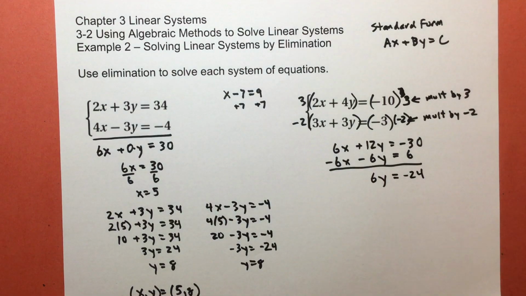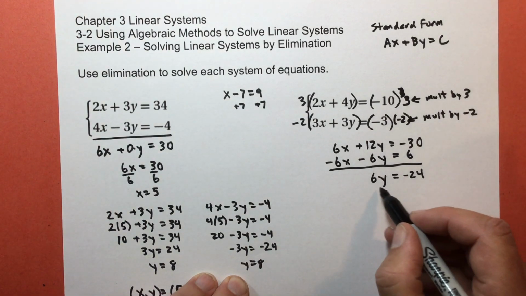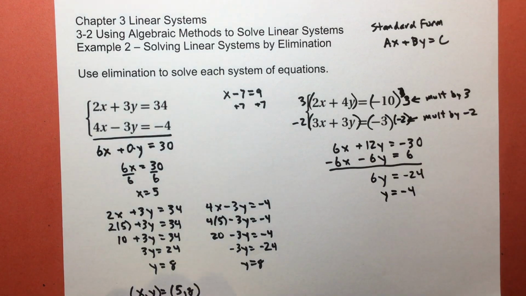Sorry, you know how sometimes when you're spelling a word and even though you know you spelled it correctly, it just looks funny. Something just looked funny to me. I don't know if this is correct. I'll figure it out when I do the check. I'm going to divide both sides by 6 and I get y equals negative 4. All right, so that's what I think my first thing is going to be.